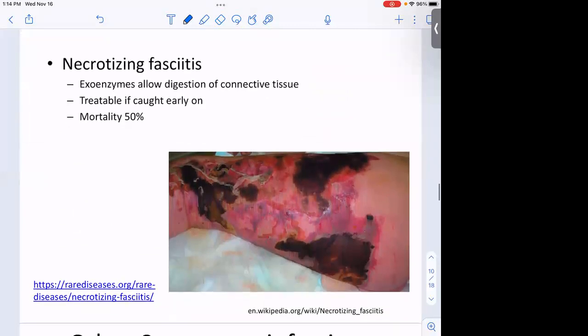Okay. Getting then to another infection, it's not really a skin infection. It involves the layers below the skin, referred to as the fascia.